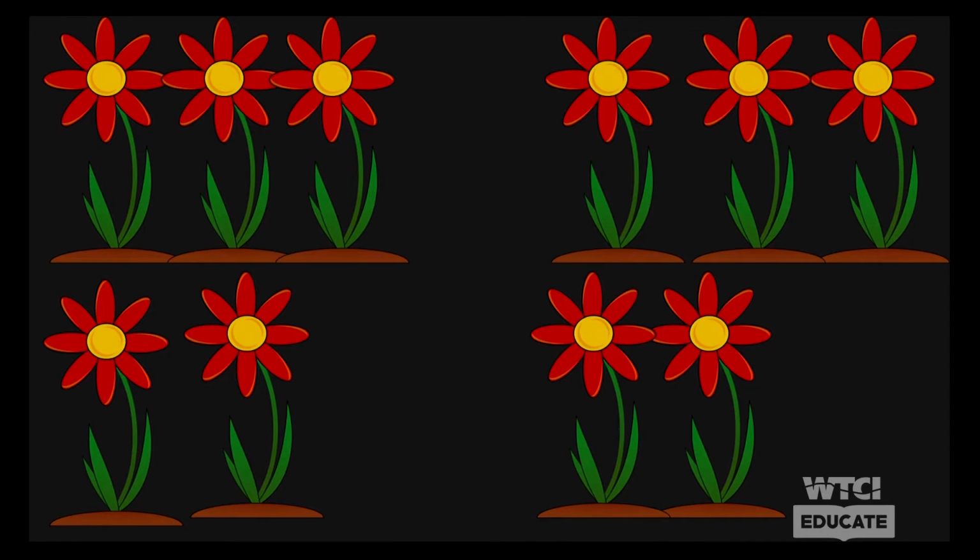What does this picture show? I see a lot of flowers on this screen. I see 5 on the left and 5 on the right. This picture represents a doubles problem. Here's my equation to match. 5 plus 5 equals 10.